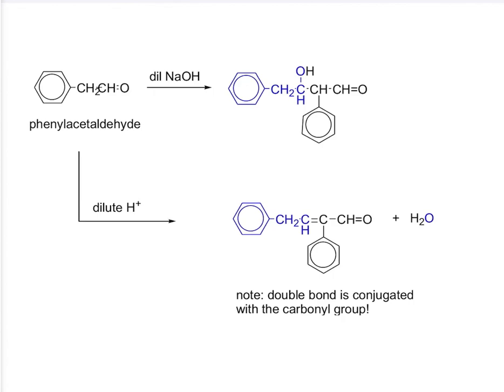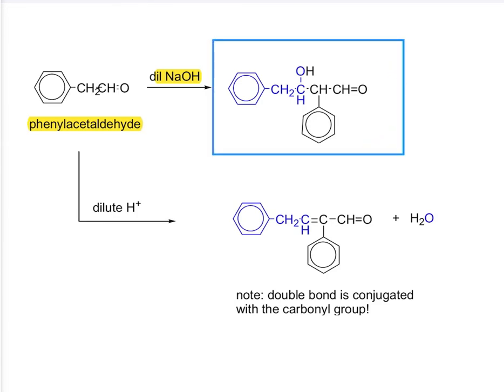We have phenylacetaldehyde, because one of the hydrogens of acetaldehyde in this example is replaced by a phenyl group, so it is phenylacetaldehyde. In the presence of dilute base, the enolate will be produced at the benzylic position, which will further react with another molecule under basic condition to produce a substituted beta hydroxy carbonyl compound.